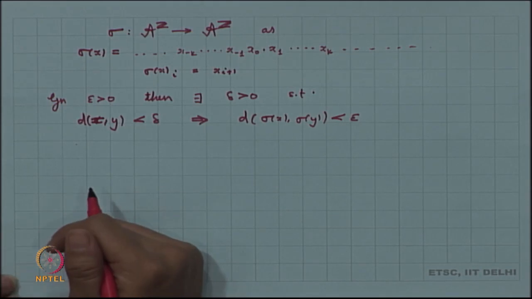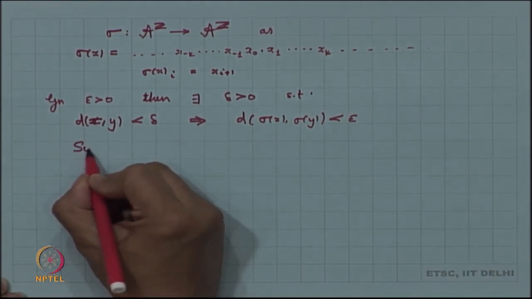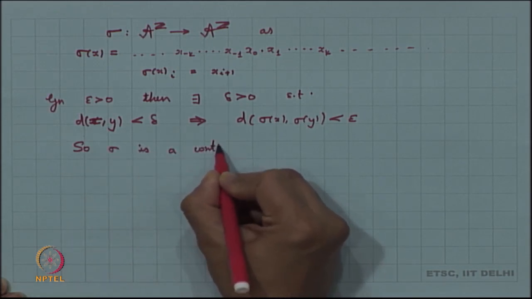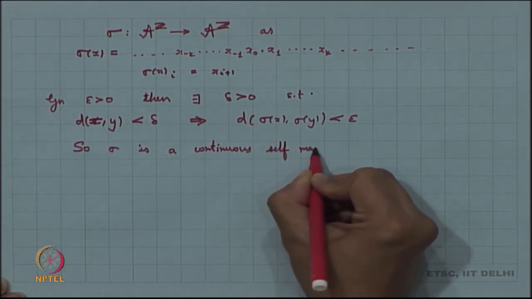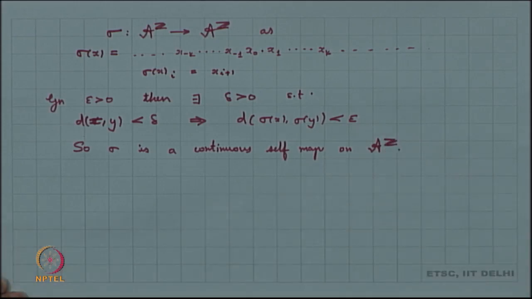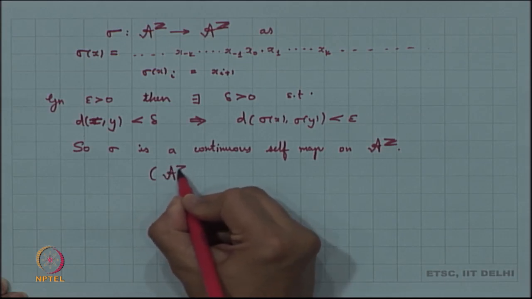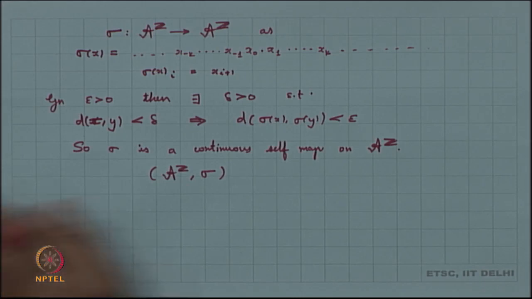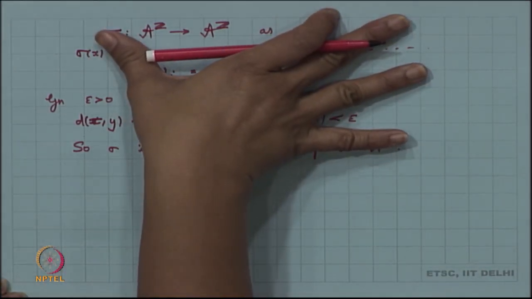So, basically this particular sigma happens to be a continuous self map. So, sigma is a continuous self map on A to the power Z, and hence we can consider the system, right, the dynamical system A to the power Z, sigma. Now, what we had seen is we had considered all the bi-infinite sequences on A.